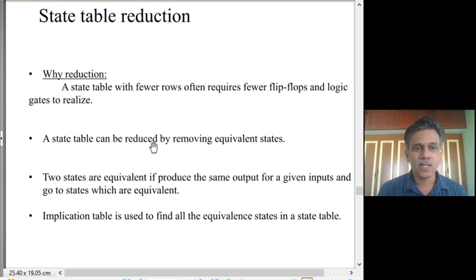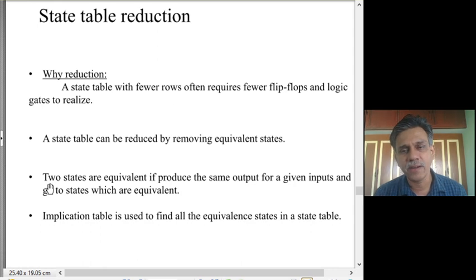Therefore, the definition of the equivalent states goes as follows. Two states are said to be equivalent if they produce the same output for a given input and go to the states which are themselves equivalent. So this would be the definition of the equivalent states. You will get more clarity on this definition when we look at some examples.